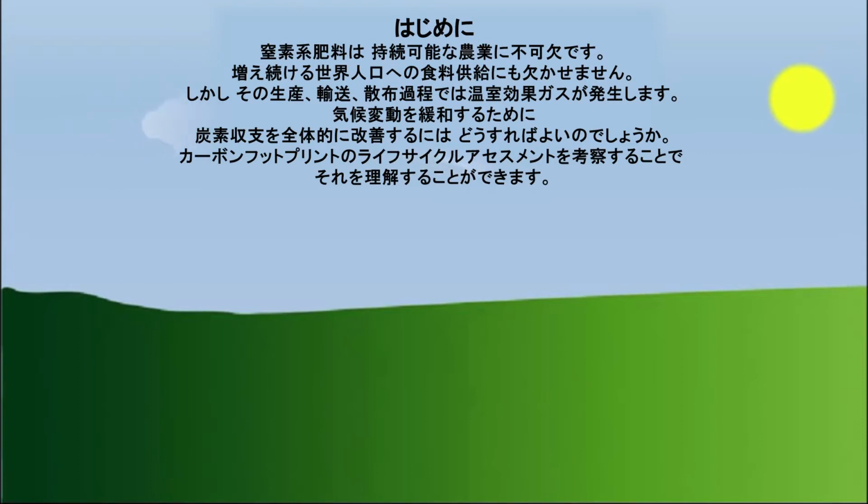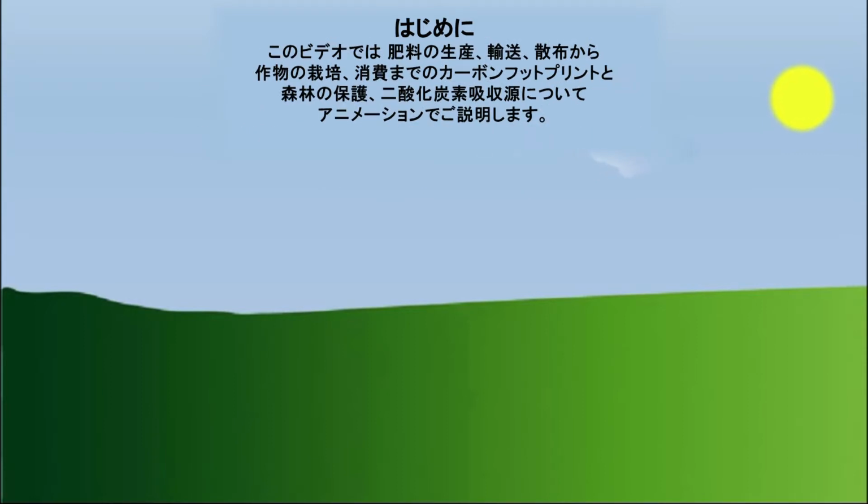Life cycle carbon footprint assessment allows a better understanding of what can be done to improve the overall carbon balance in order to mitigate climate change. The illustration explains the carbon footprint from production, transportation, and application of fertilizers to growing of crops, their consumption, and the protection of forests and natural CO2 sinks.